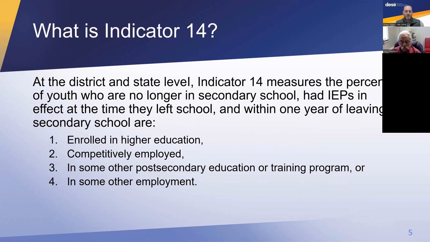Indicator 14 is a federal reporting requirement mandated by the Individuals with Disabilities Education Act, or IDEA. It is one of 17 indicators of special education compliance and performance that the Massachusetts Department of Elementary and Secondary Education reports to the Office of Special Education Programs, or OSEP, in our annual State Performance Plan Annual Performance Report, or SPP-APR. That SPP-APR gets submitted to OSEP each February 1st and gets posted onto our website in the following weeks. And specifically, Indicator 14 aligns well with Massachusetts' focus on preparing all students for success after high school.